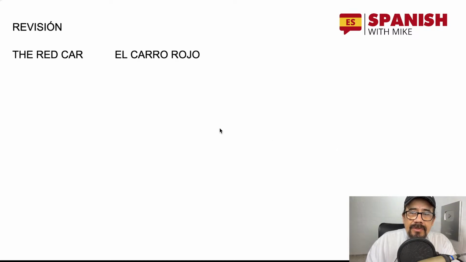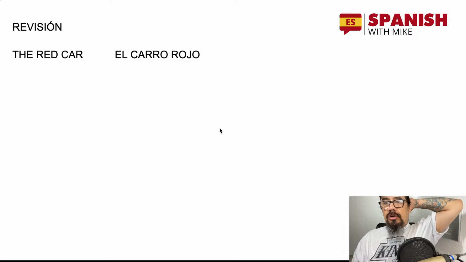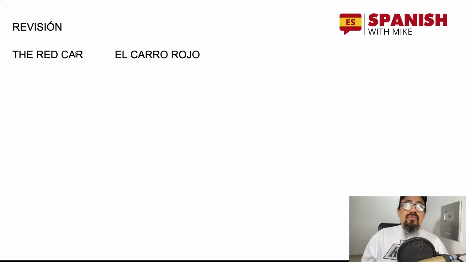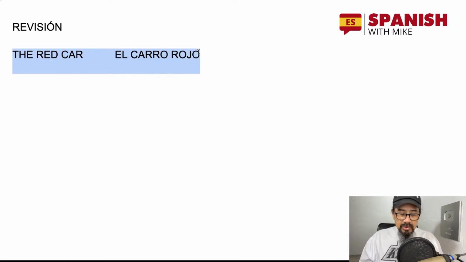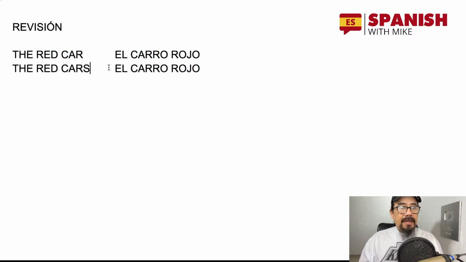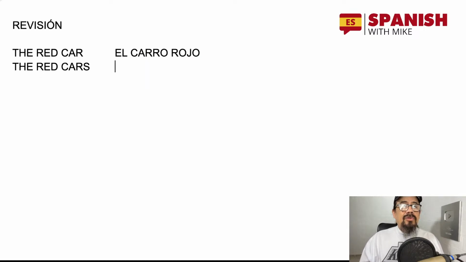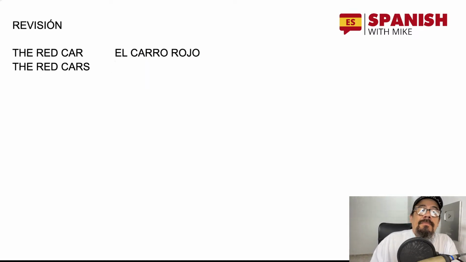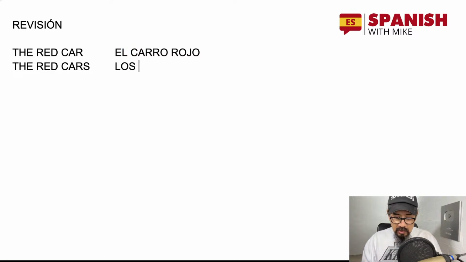Next sentence. The white shirt. Oh, now, how would it be if it's not the red car but the red cars? Let's turn this to the plural. So it would be the red cars, right? Number of the noun, plural. So it would be carros. The article would be los carros, and adjective also plural and masculine, rojos.